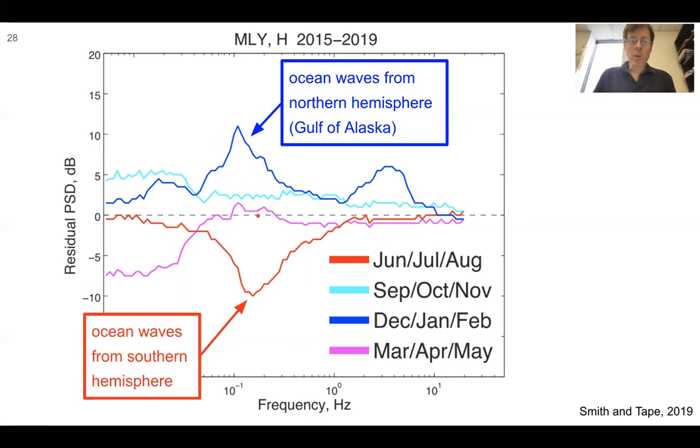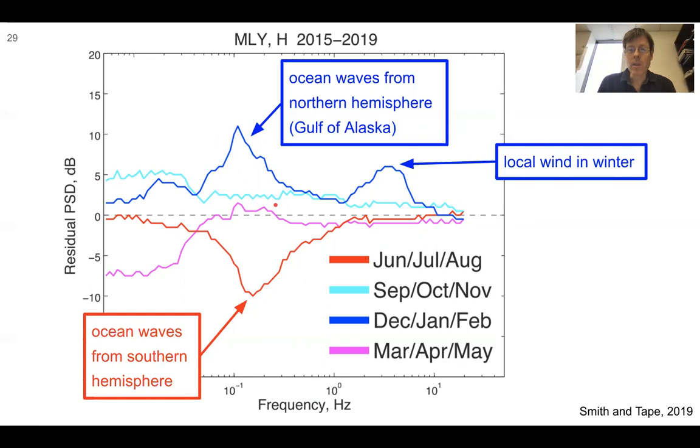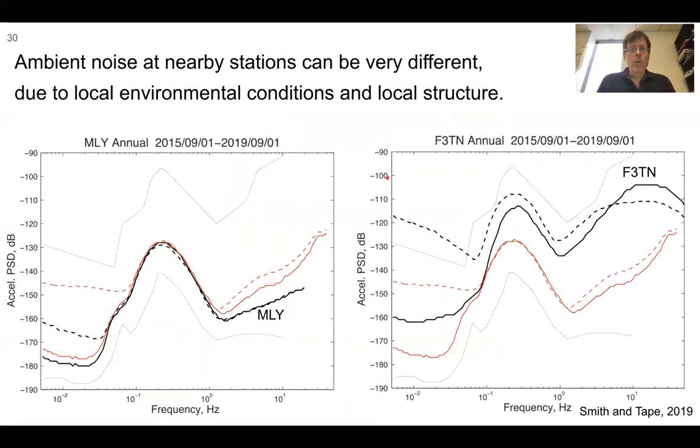This signal from the oceans would be true across all of our stations. That's not the case for other signals. For example, here at Manly, on that treeless bluff rock outcrop, you can imagine it might be pretty windy. It turns out in the wintertime, the wind conditions are strong enough that the seismometer picks these up, and we'll look at wind later. So ambient noise at nearby stations can be very different due to local environmental conditions and also local structure, like the kind of geology below the station.